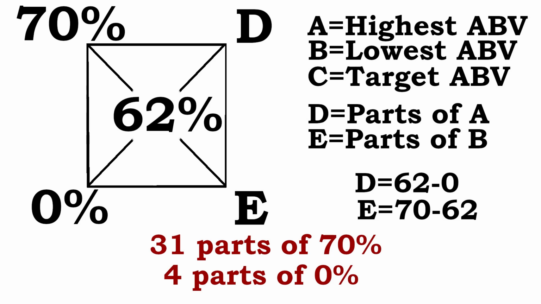And this would also work, like for example, the other day we did a brandy and we back sweetened it with juice. So juice has a 0% ABV, but it would also work if we used, say, a wine that had maybe a 12% ABV. As long as your low ABV is less than your target and your high ABV is greater than your target, this will work every time. And it's really simple.